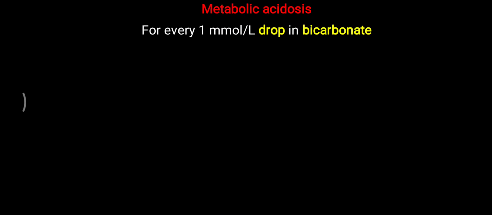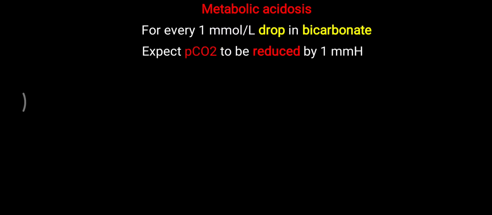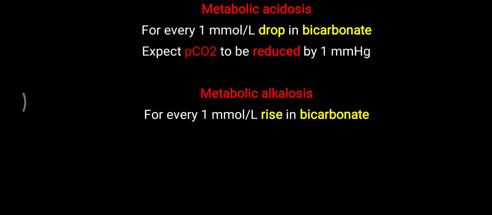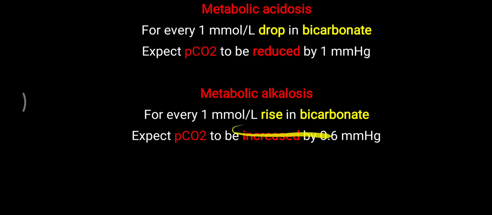In metabolic acidosis, for every 1 millimole per liter drop in bicarbonate, there is an expected drop, meaning a reduced level of PaCO2 is also seen. So a 1 millimole per liter drop in bicarbonate will decrease the PaCO2 level by 1 mm of Hg. In the same way in metabolic alkalosis, the primary change is alkalosis, so excessive bicarbonate is seen. So per 1 millimole per liter rise of bicarbonate, the PaCO2 level will also increase, but by 0.6 mm of Hg.